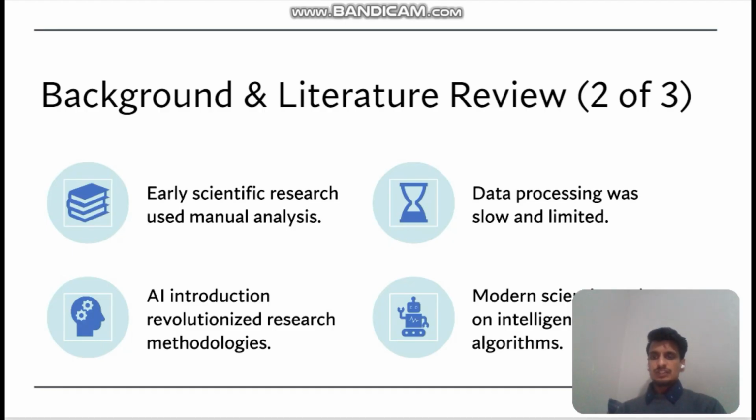The second one is data processing was very slow and limited. Back in the days, working with a large amount of data was impossible because the scientists did their work by hand, manually. So the data processing was slow and the amount of data was limited. You can't do a large amount of data manually back in the days.